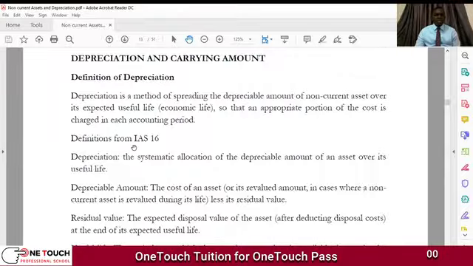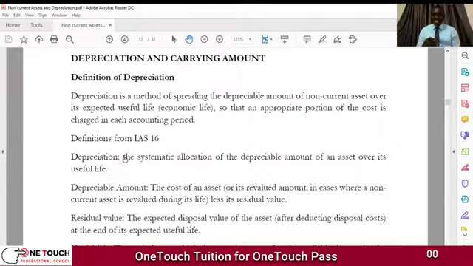Now, let's look at some specific definitions from the standard. The standard defines depreciation as the systematic allocation of the depreciable amount of an asset over its useful life. So what is depreciable amount?